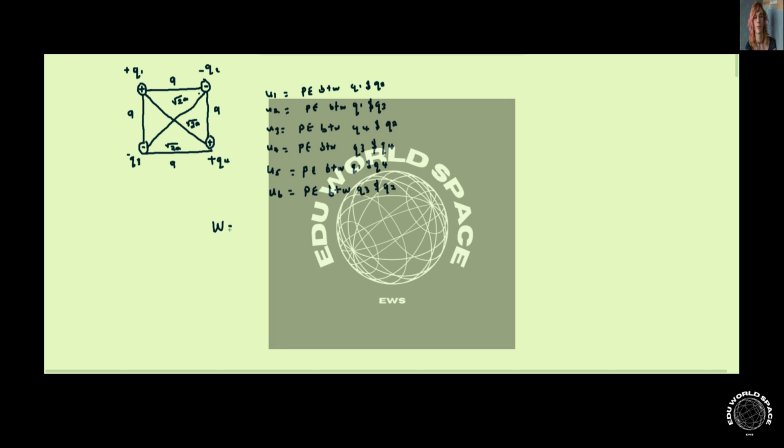So total work done, W, is equal to U1 plus U2 plus U3 plus U4 plus U5 plus U6.